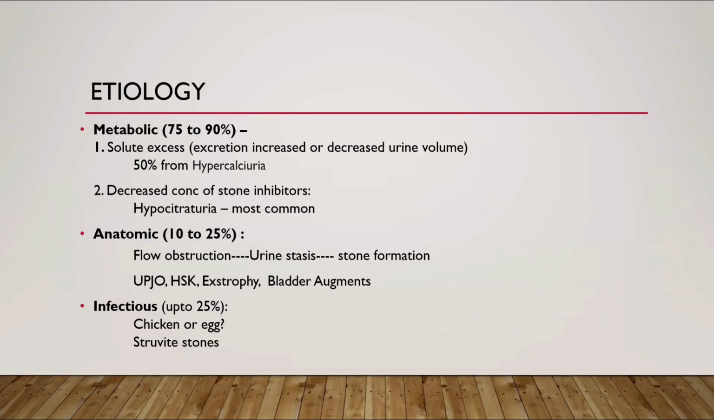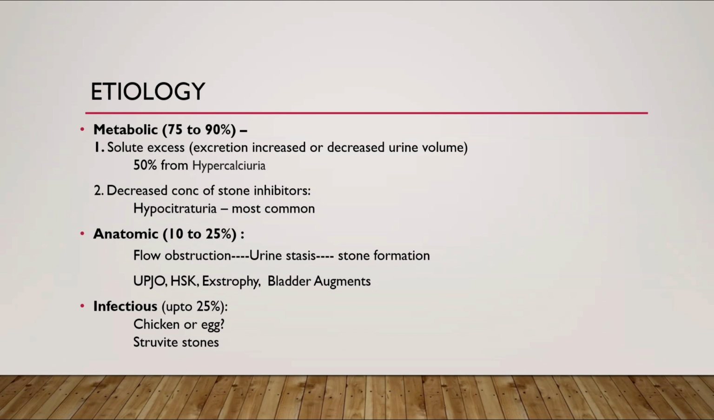Coming to the etiology, as far as the cause of stone disease in children is concerned, there are 3 kinds of risk factors, and most of the patients have at least one of these. The first is the metabolic, which can be identified in 75 to 90% of the cases and results either from solute excess or decreased concentration of inhibitors, to which I'll come in my subsequent slides. The other risk factor is the anatomic, which is seen in 10 to 25% of the cases and is mostly related to flow and physics, where anatomic anomalies lead to stasis and then stone formation. Some classic examples are UPJ obstruction or horseshoe kidney.